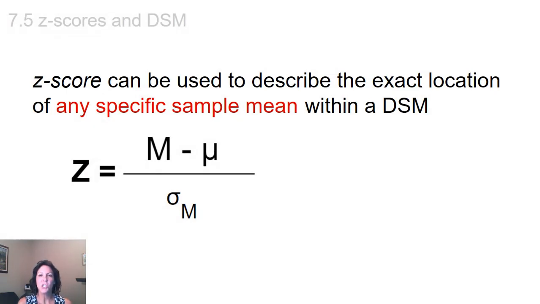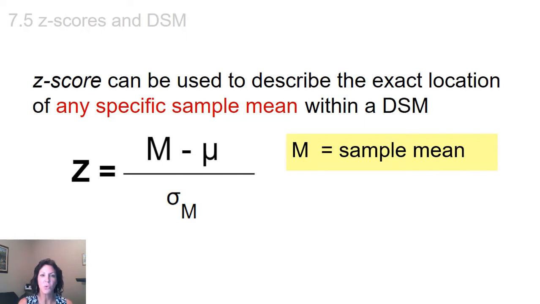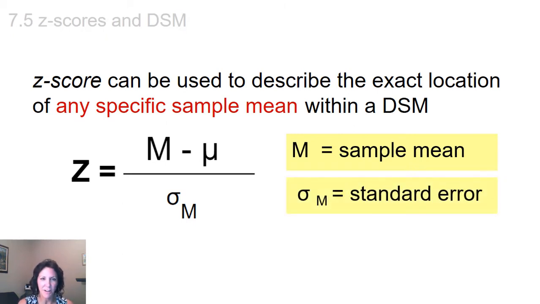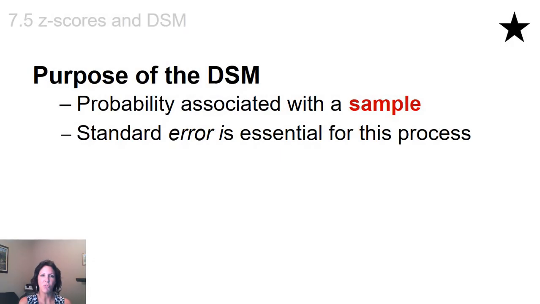First of all, we're going to change our z-score formula for individual scores to be a z-score formula that we're going to use for sample means within the DSM. And so we can see that the z-score is equal to the mean of the sample minus the population mean divided by the standard error. Whereas we had z equals the score minus the mean divided by the standard deviation when we're talking about individual scores, we have it changed now to this new formula.